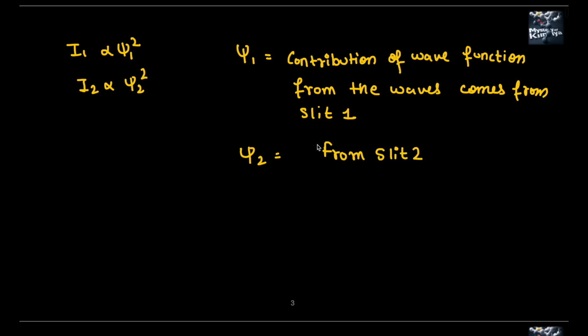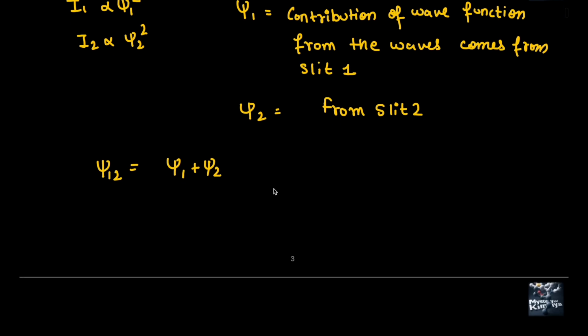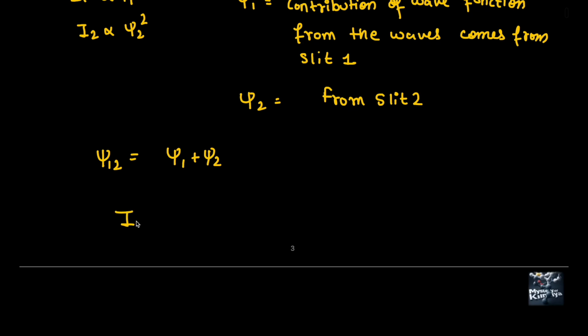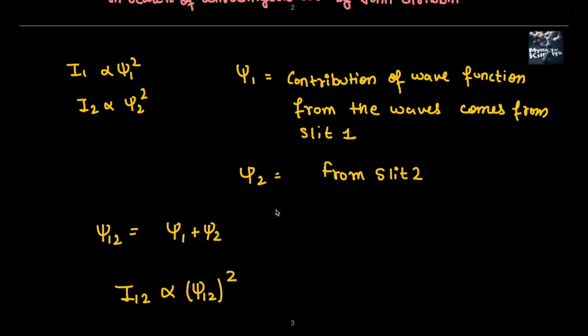Fine. But what happens to psi 12? Psi 12 would be psi 1 plus psi 2, right? Because these are wave functions. So the intensity I12 would be proportional to psi 12 whole square, right?